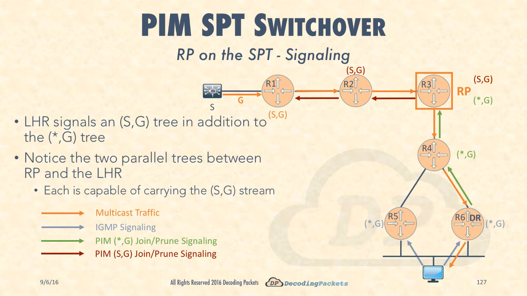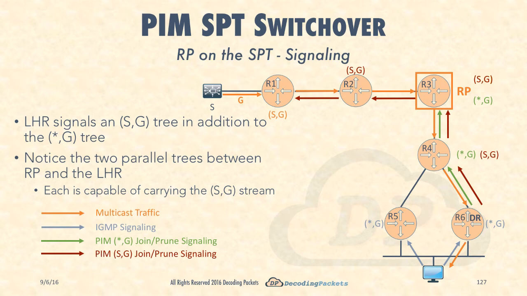In this case, the LHR does exactly the same things as before. It signals that S comma G tree towards R4. R4 creates that state, and R4 signals the RP, which creates that state. But now there are two parallel trees between the RP and the LHR. There's a maroon tree and there is a star comma G tree, so the green tree.